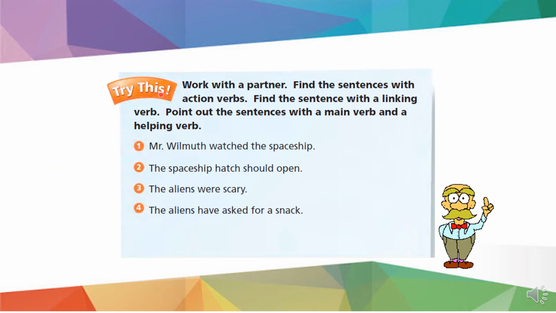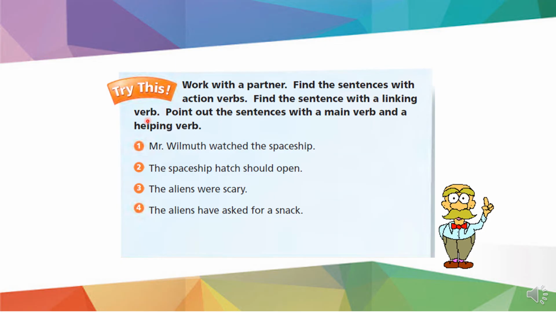Now let's try this. Find sentences with action verbs, find the sentence with a linking verb, and point out the sentences with a main verb and a helping verb, okay? So to refresh everyone's memory, when you say action verbs, these are verbs that tell what the subject is doing, okay? So this is your main verb, right?